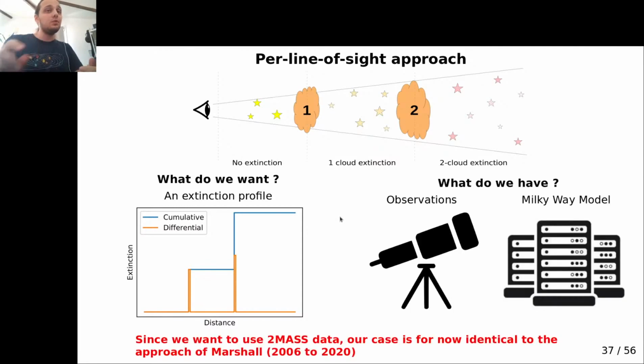What we want to use to reconstruct those extinction profiles are obviously observations, and in our case, in Besançon, we had access to the Besançon galaxy model, which is a Milky Way model that can be used as additional information with the observations. And since we want to do this with 2MASS observations, for now our case is identical to the approach of Marshall, at least in terms of data, and it will be very interesting to compare our approach with the results obtained from the Marshall maps.